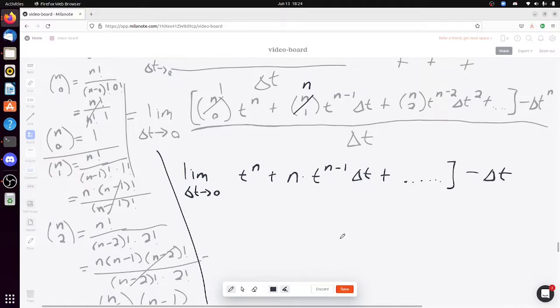Or sorry, this shouldn't have been delta t. That's a mistake of mine. This should have been t to the n when I wrote this up here. So forget about this delta. This is just regular t to the n.